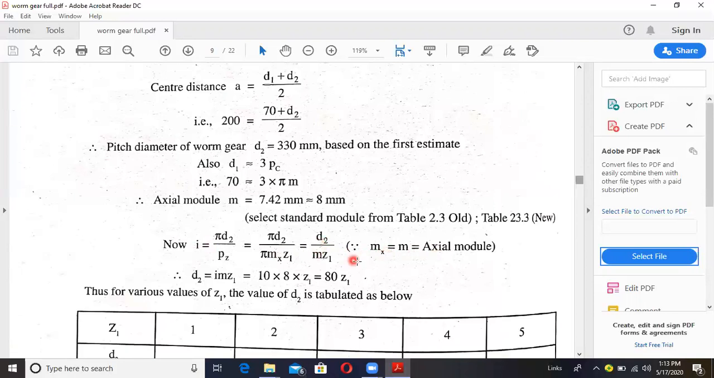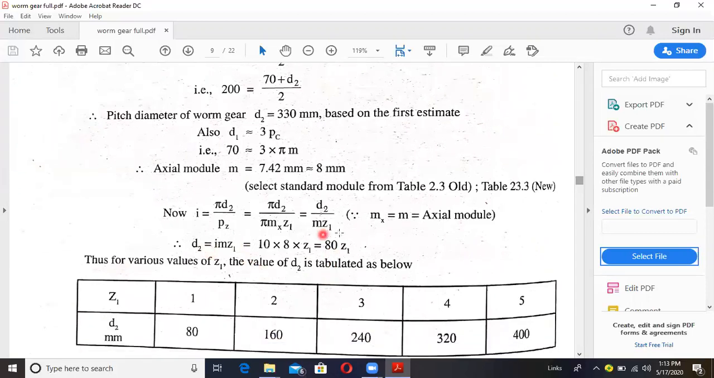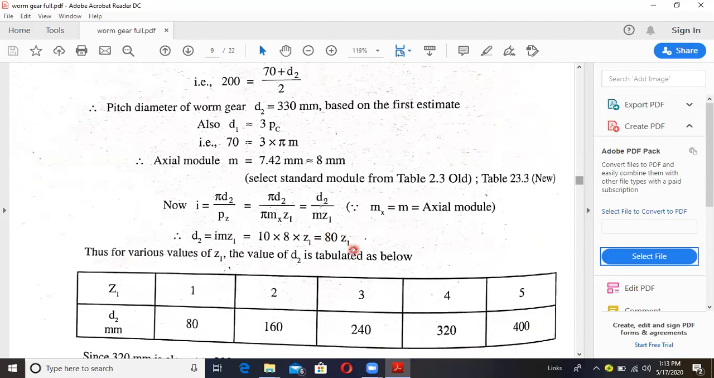Now if you cross multiply, D2 is equal to I into m into z1. Substitute I is equal to 10. Substitute m, which you have calculated approximately as 8. Z1 is unknown. Keep it as it is, then we will get D2 is equal to 80 into z1.